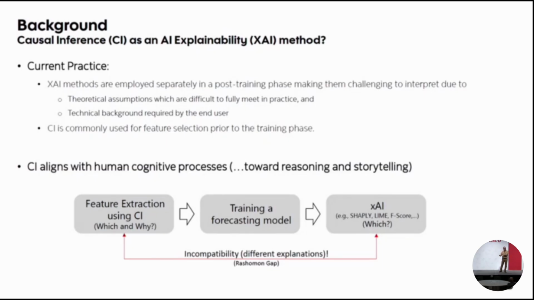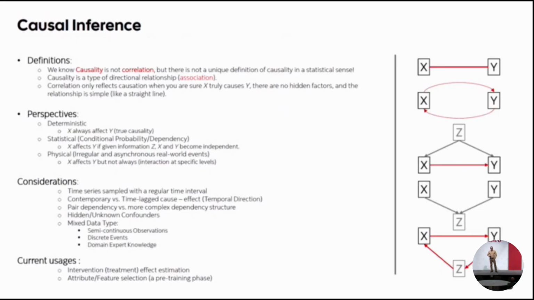Explainability and prediction at the same step. That's a point behind my presentation. So, causal inference. If you have a problem here about the definition of causality, we know correlation is not causality, but we don't know what causality is exactly.